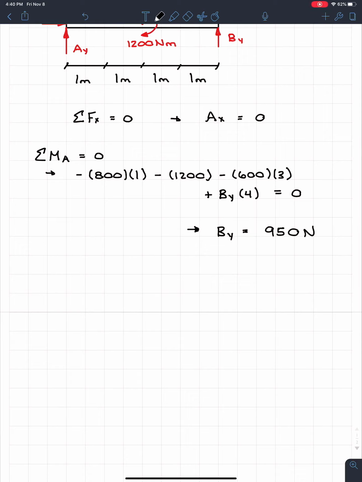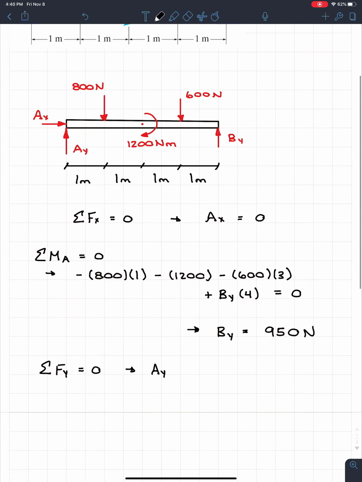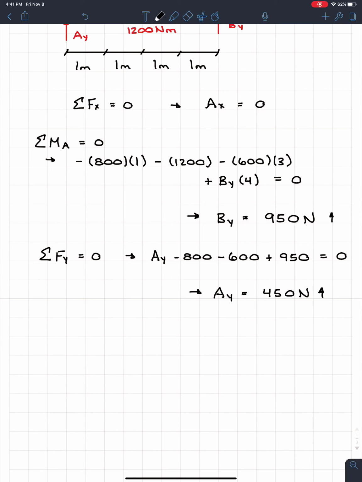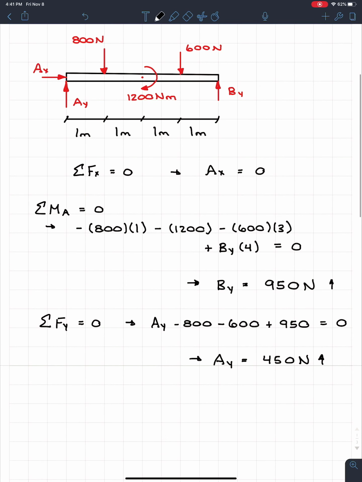All right, so we're going to finish up with sum of the forces in Y is equal to 0, because from that, we have AY going upwards, and we have minus 800 minus 600. And then we got a BY going upwards at 950. So plus 950. And this is all equal to 0. So solving for this, I can solve for AY. And we find that AY is equal to 450 newtons. And I'm just going to put real quick that both AY and BY are going upwards. So that's the first step, is to solve for the support reactions.